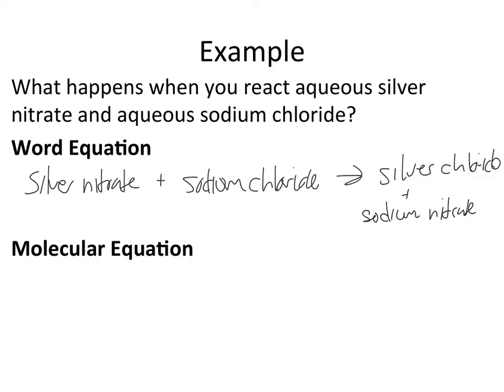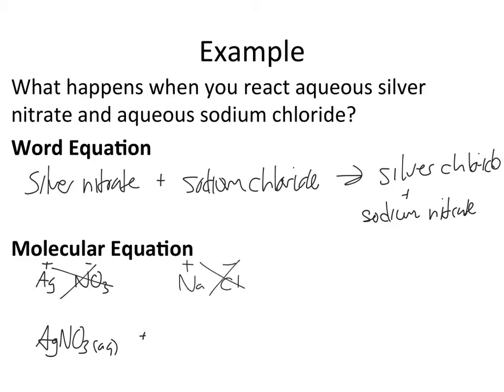Now what we're going to do is turn these into our molecular equation, so our formulas. So we have Ag and we have NO3. This is plus 1, this is minus 1, so we cross and we cross, and we get AgNO3, and that's aqueous. You can look at your solubility table to figure out if it's aqueous, but it also just says aqueous at the top there. Sodium chloride will be NaCl, again 1 plus, 1 minus, cross, cross, and we get NaCl, again aqueous. Now what is formed? Well, we get silver chloride and sodium nitrate.